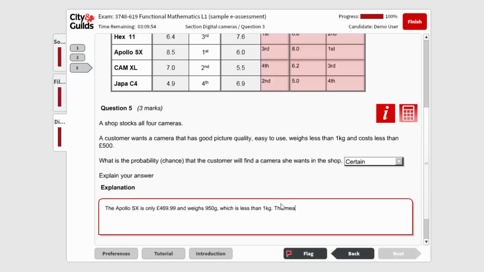So you could also argue it's likely, okay, because most people thought it was easy to use and most people thought the picture quality was good, therefore it's likely. Or you could argue it's certain, because so many people thought the picture quality was good. I mean, 8.5 and 8 are massive scores. So many people thought those were good things. They are good characteristics of that camera. Because that camera is in the shop, they will find it. So they're the two different ways of looking at that particular question. And that's basically it. So as long as you can argue your point, whenever it asks you for an explanation, it normally means there's more than one possible answer. You just need to justify that answer using maths, using numbers. Okay?